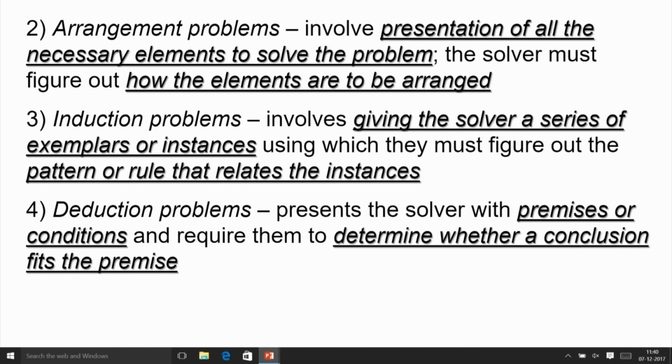In the deduction problem, certain premises or conditions are presented to people, and they need to determine whether a conclusion fits the premises. So, certain truth statements are given to people to start with, and they have the conclusion in front of them, and they have to look at whether, given that the premises are true, the conclusion is also true. This kind of deduction problem we will see in the next section, which is called thinking and reasoning. So, in terms of reasoning, judgment and decision making, in the next section we will see these kinds of problems.